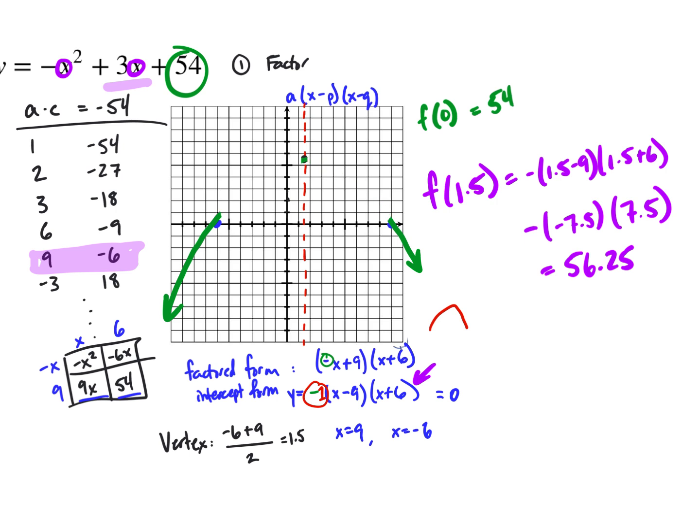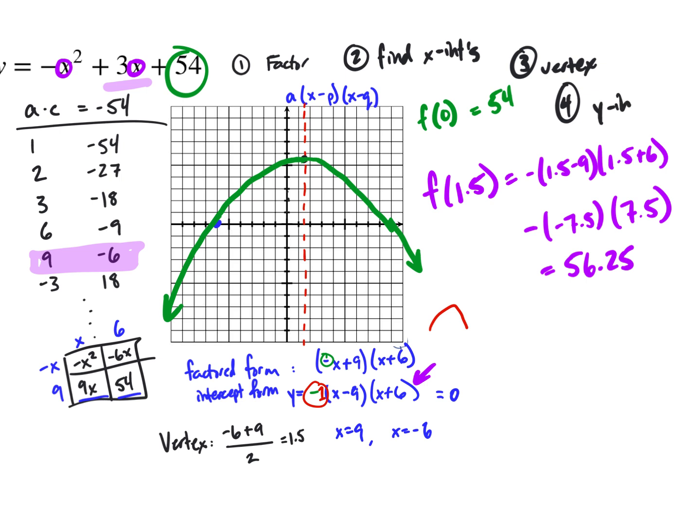Because it should go through 54, which is right there. So I'm going to just make sure. There we go. Good enough. All right. So when I think about steps, first I factored. Then I used that to find x-intercepts. Then I found the vertex. And then I found the y-intercept. And so that's the strategy that I would use to graph these functions.